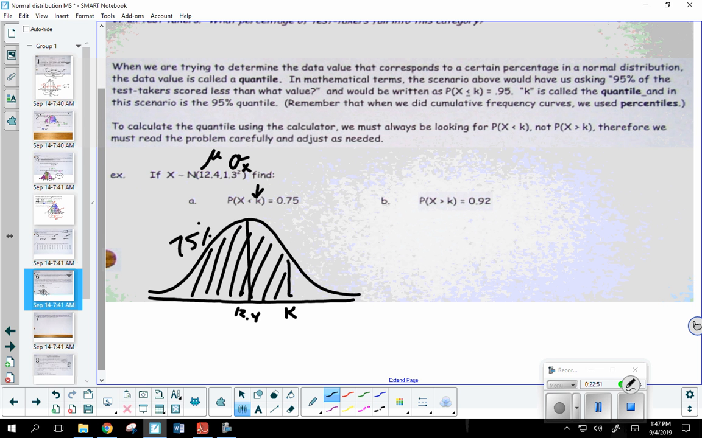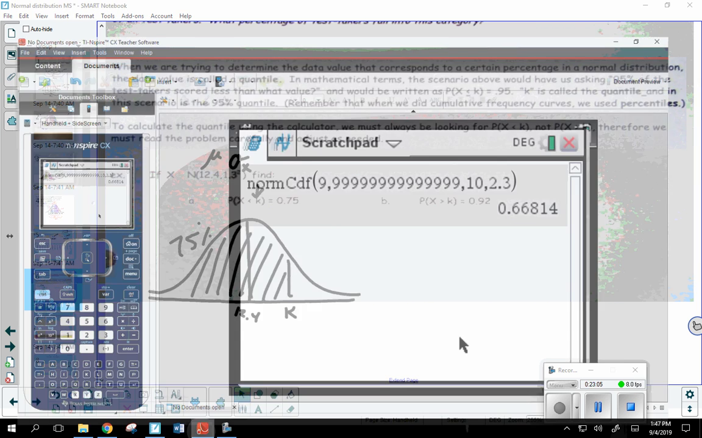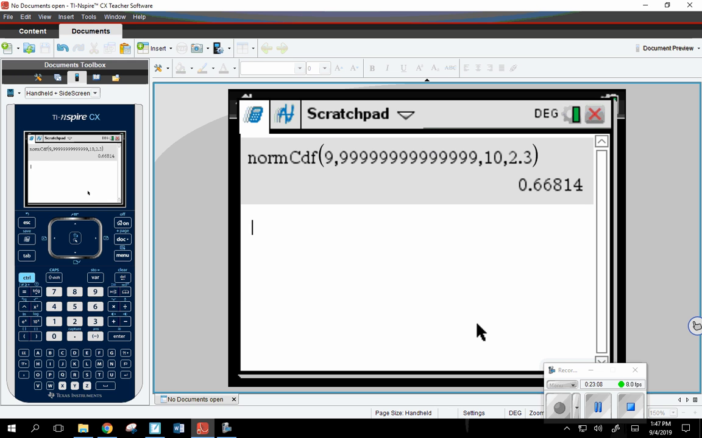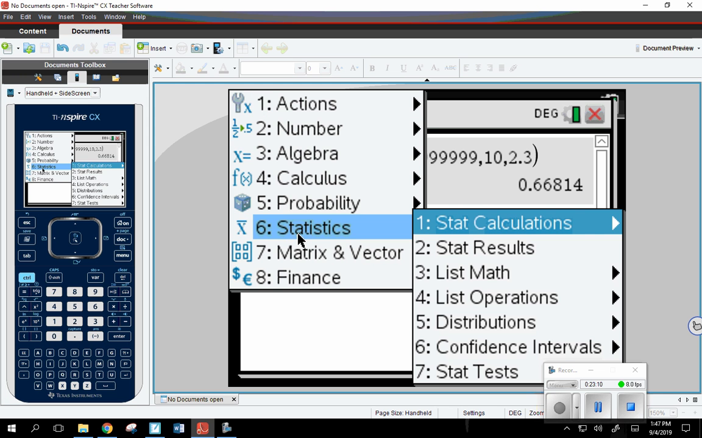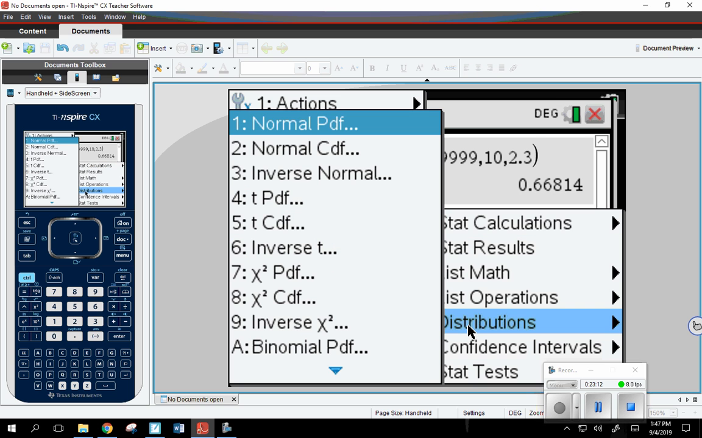Okay. Well, here's what you're going to go ahead and do. You already have everything you need. The keystrokes are virtually identical, but you're going to choose one different option at one point. Okay, so let's remember these numbers, 12.4, 1.3, and we have 0.75. So I'm going to come on over here. I'm going to say menu. I'm still going to go to statistics, distributions, but now I'm not trying to find the percentage. I'm using the percentage. So what do you think I'm going to choose here? The inverse normal.